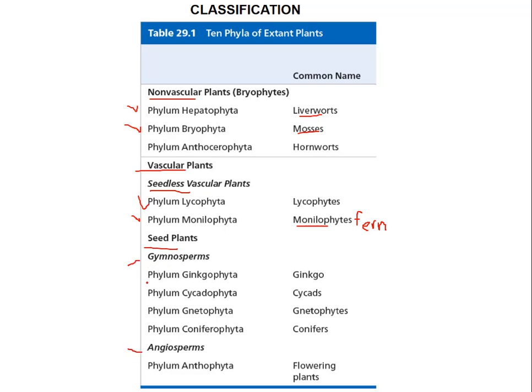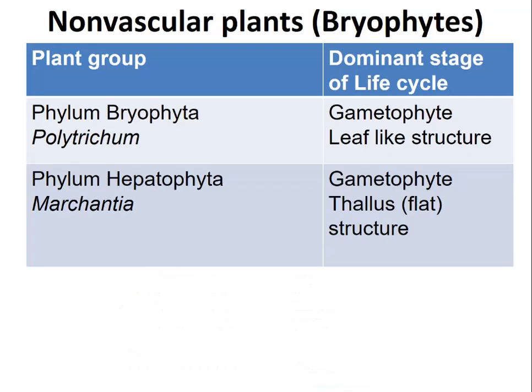And for seed vascular plants, they are gymnosperms and angiosperms. For gymnosperms, you can see there are four phyla over here. And for angiosperms, there is only one phylum, phylum Anthophyta. Okay, so we are going to start with non-vascular plants. Remember, for non-vascular plants, there are only two phyla, phylum Bryophyta and phylum Hepatophyta. An example of phylum Bryophyta is Polytrichum and an example of phylum Hepatophyta is Marchantia.